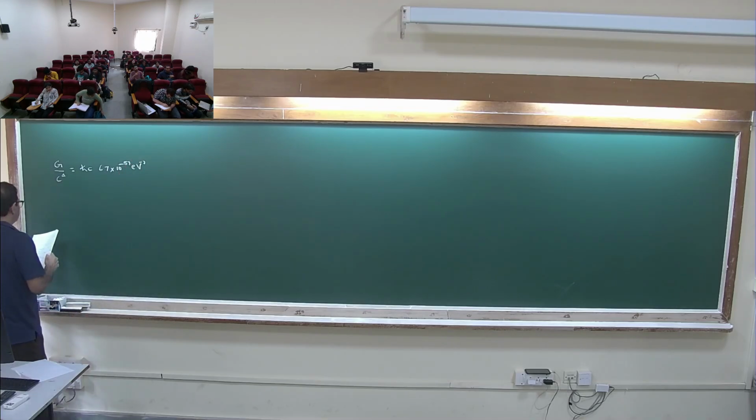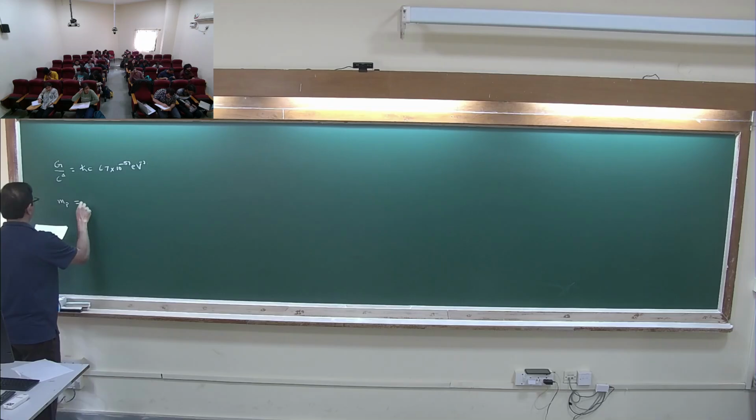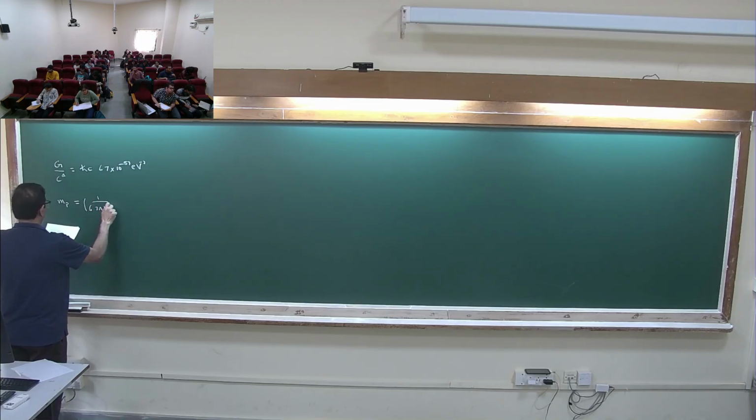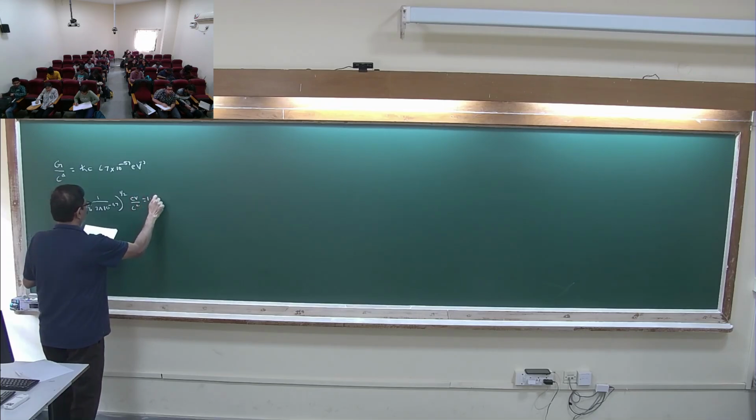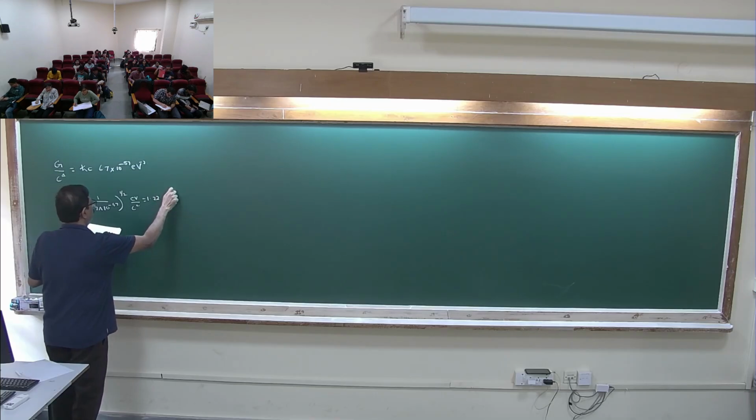So if you use this, then the Planck mass is given by 6.7 times 10 to the minus 57 to the 1/2 eV over c squared, and this is what we are accustomed to, 10^19 GeV over c squared.